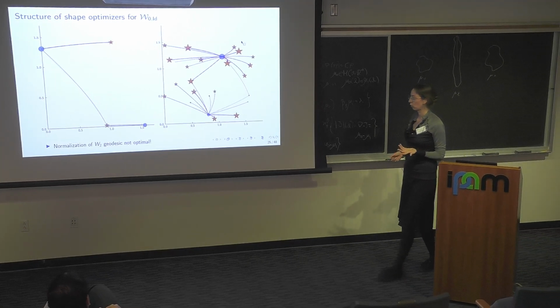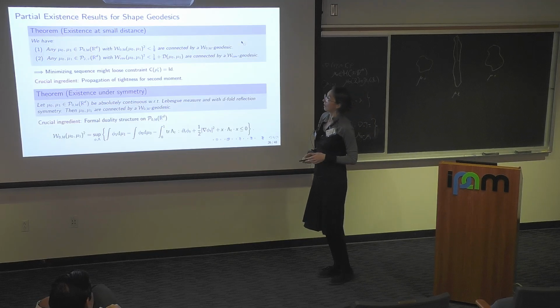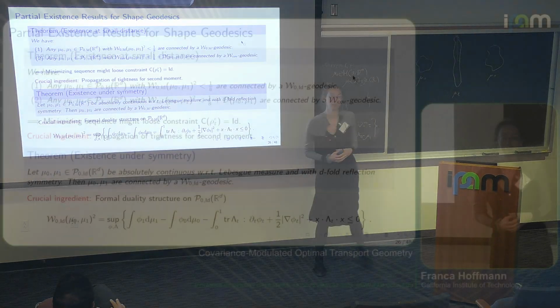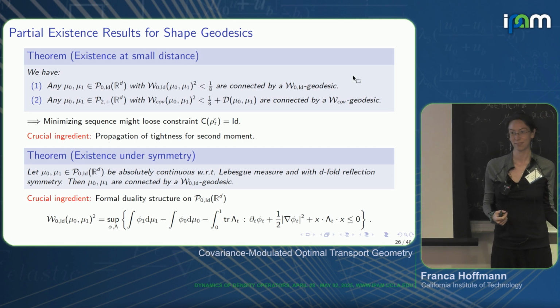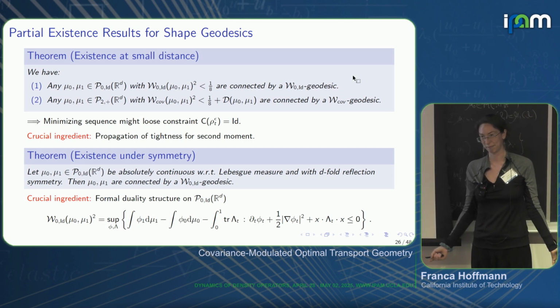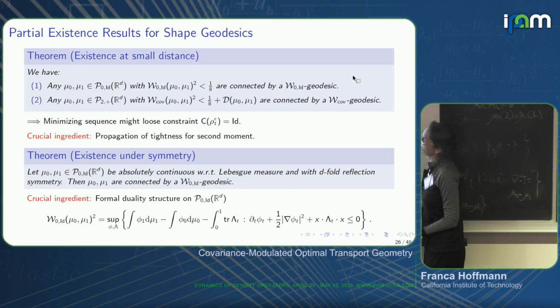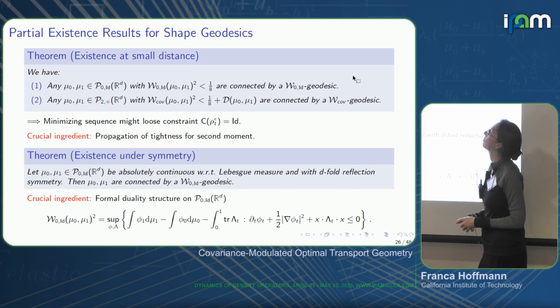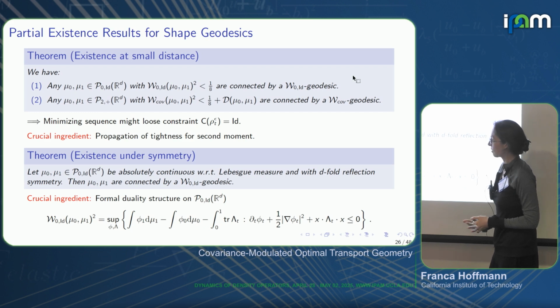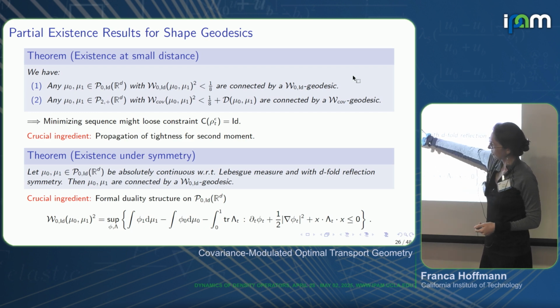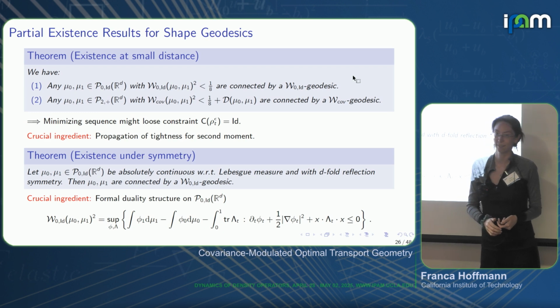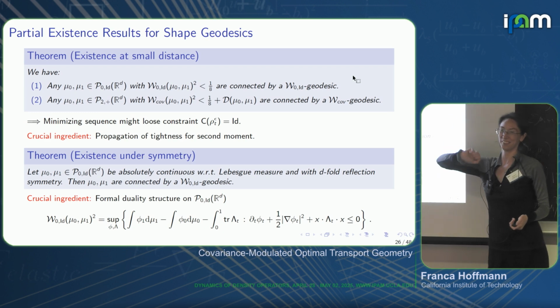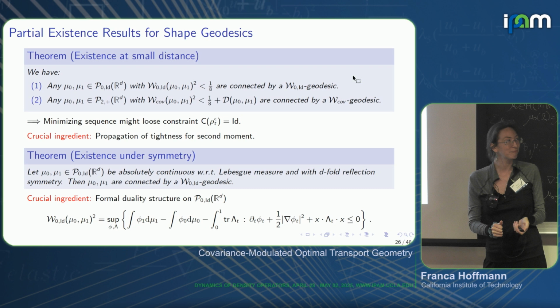So, OK, we need to show existence of geodesics. And this is what we have. We basically have two partial results, and the general question is still open. The first partial result is that if we assume small distances, then we get existence of geodesics. The other result is if we assume some symmetry. Let me first say something about the small distance result.